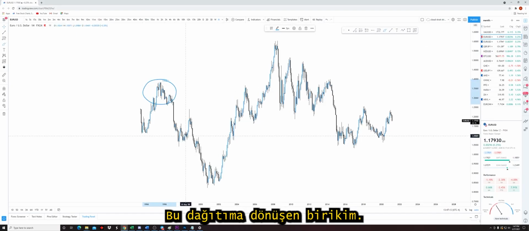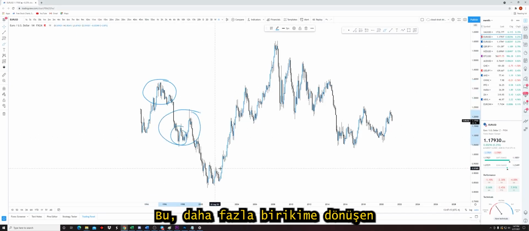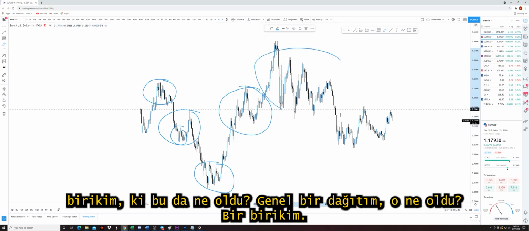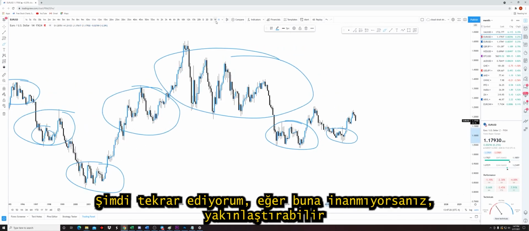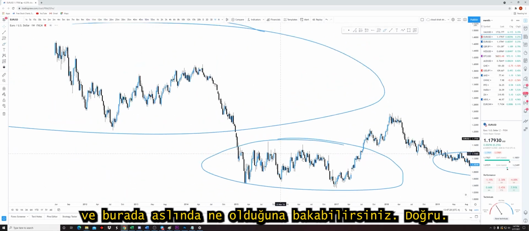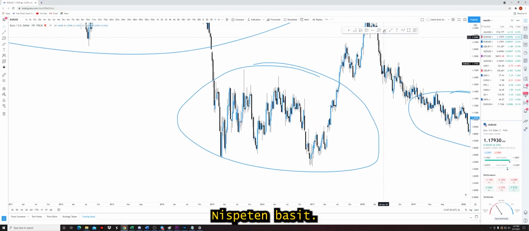This is distribution. This is accumulation that became distribution. This is accumulation that became more accumulations, which became an overall what? Distribution. That became what? An accumulation, right? That became another accumulation within here. Now, again, if you don't believe that, you can zoom in and take a look at what's actually going on here, right? It's relatively simple.